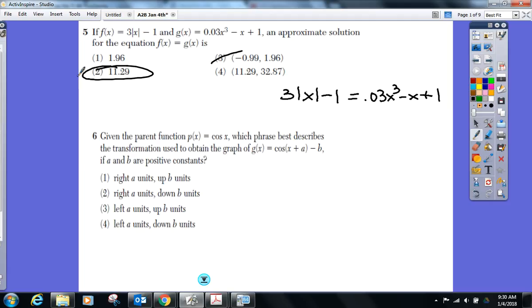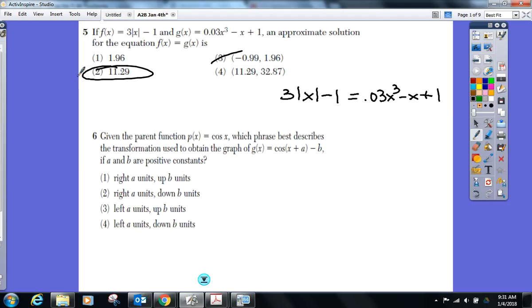This is a multiple choice question, right? The answer's there. Remember that, the answer's there. What can I just do to each of these values and plug it in for X? You're not going to get them exactly equal to each other, but when you plug in 11.29 for X and store it in, these two sides will be about equal to each other. But when you plug in 1.96, it won't work. When you plug in 0.99, it will work, but 1.96 will not work. So it will be just 11.29.